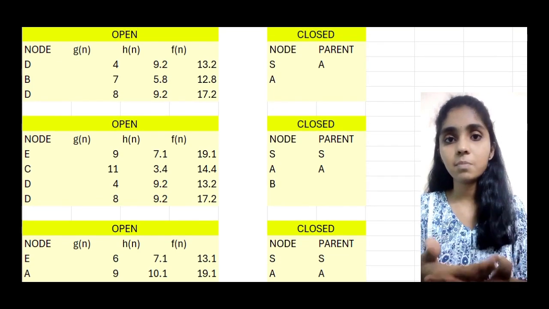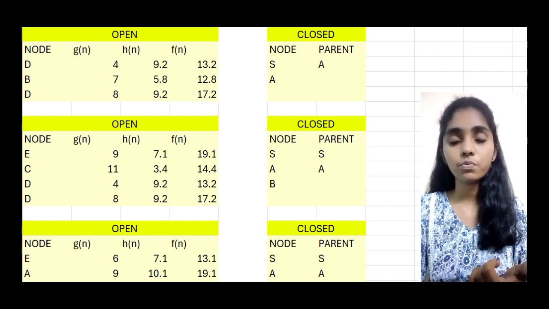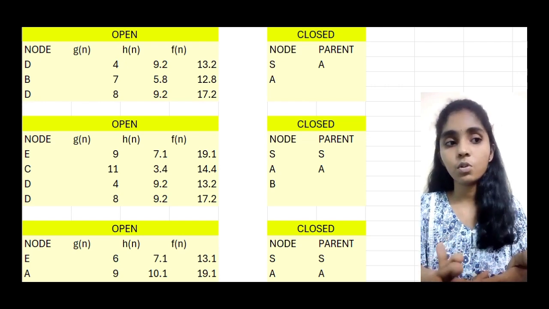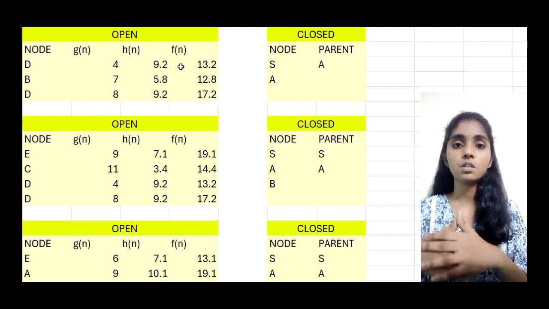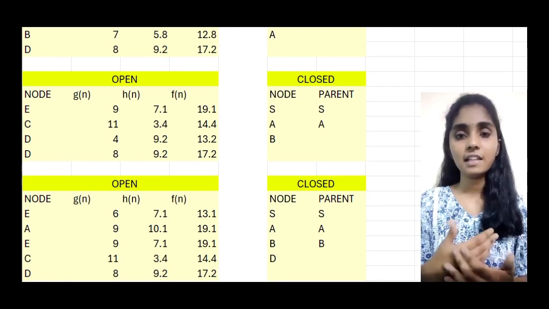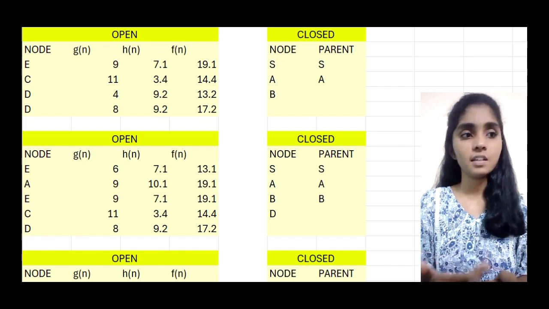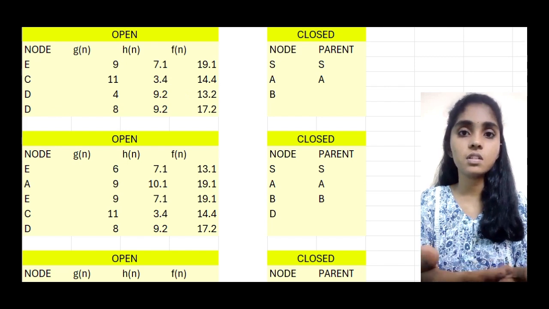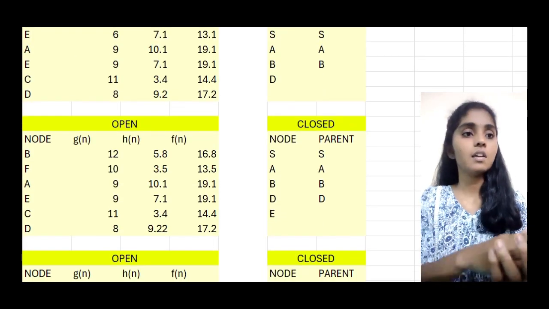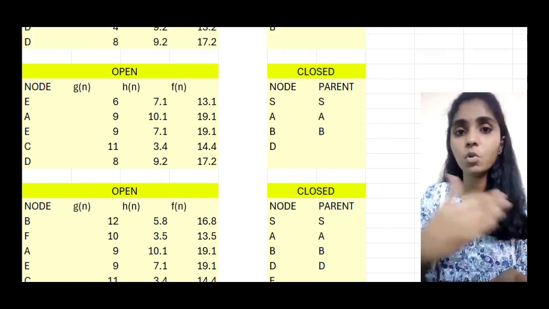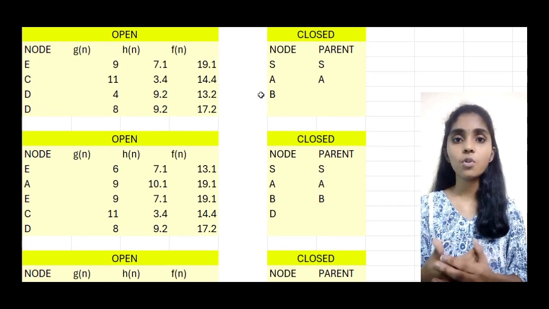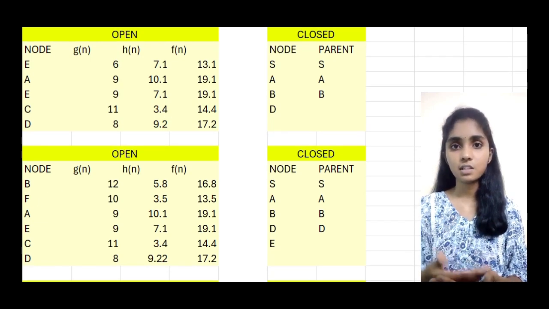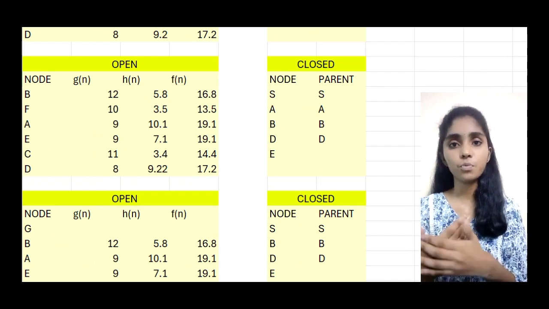Same as the previous step, we calculate the values of g(n), h(n), and f(n). Since the f(n) value of B is less, we generate the successors of B, which are C and E. In this case, the f(n) value of D is less, so we generate the successors of D, and we place the B node on the closed list. The successors of E are B and F, and in this case the f(n) value of F is less, so we generate the successors of F.